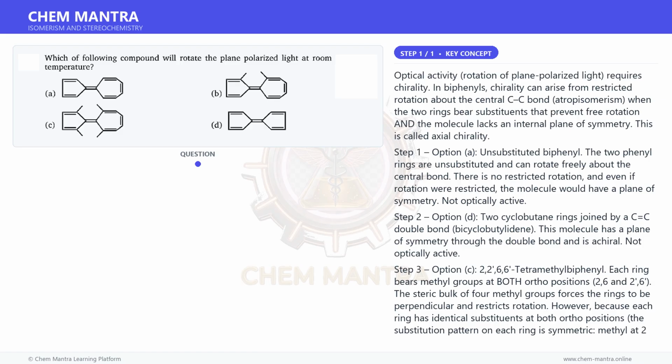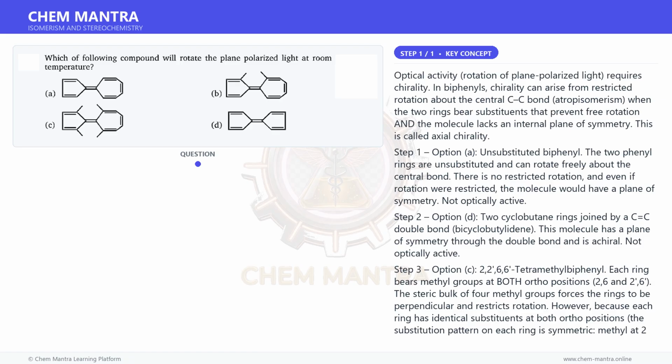Not optically active. Step 3, option C, 2,2',6,6'-tetramethylbiphenyl. Each ring bears methyl groups at both ortho positions, 2,6 and 2',6'. The steric bulk of four methyl groups forces the rings to be perpendicular and restricts rotation. However, because each ring has identical substituents at both ortho positions, the substitution pattern on each ring is symmetric.